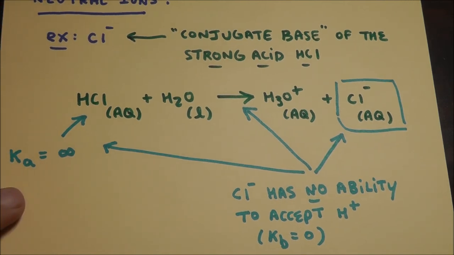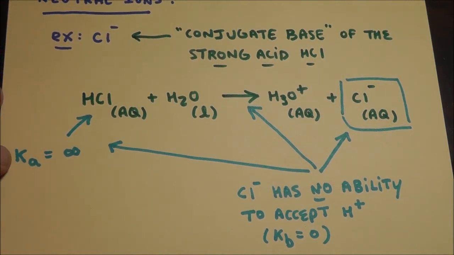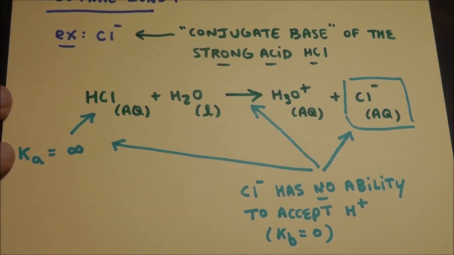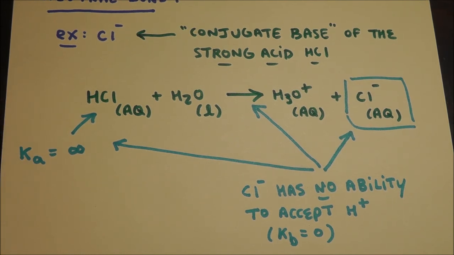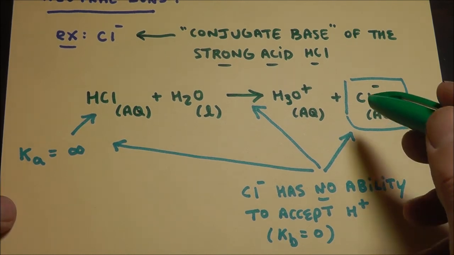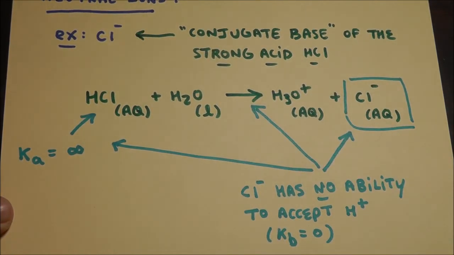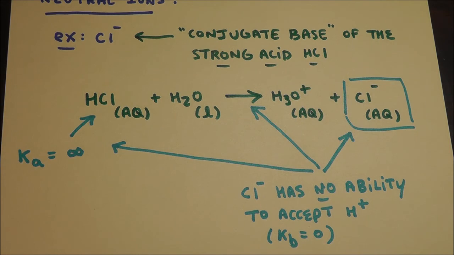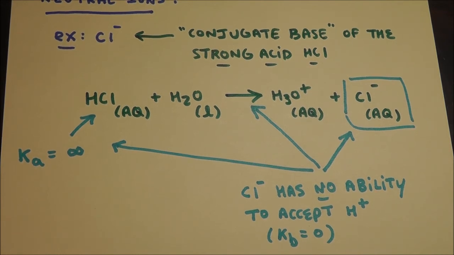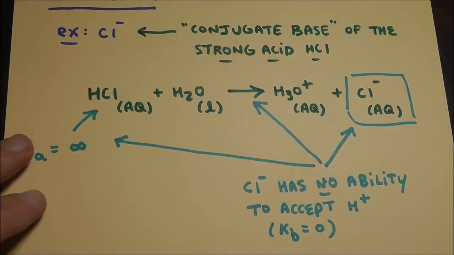If you want to use numbers, think of this. If something has a Ka of infinity because it's a strong acid or base, a strong acid in this case, then that means this equilibrium lies totally to the right. That chloride is pinned there. It can't go and change itself. It's a stable entity, and that's why it's part of a strong acid system.